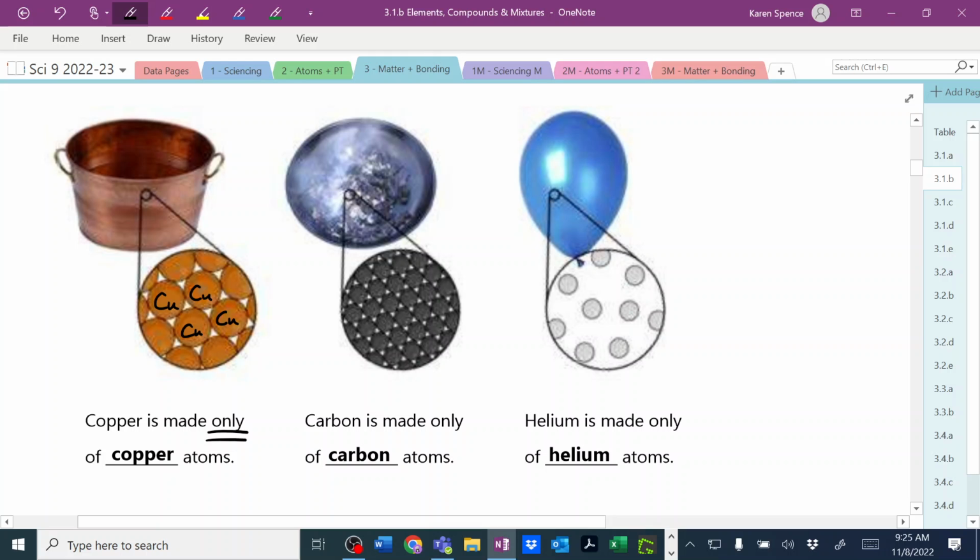Carbon, even harder to see because they're all little black circles, but there's carbon, carbon, carbon, only carbon atoms. And helium is only helium atoms. So if you have an element, there's only one type of atom.